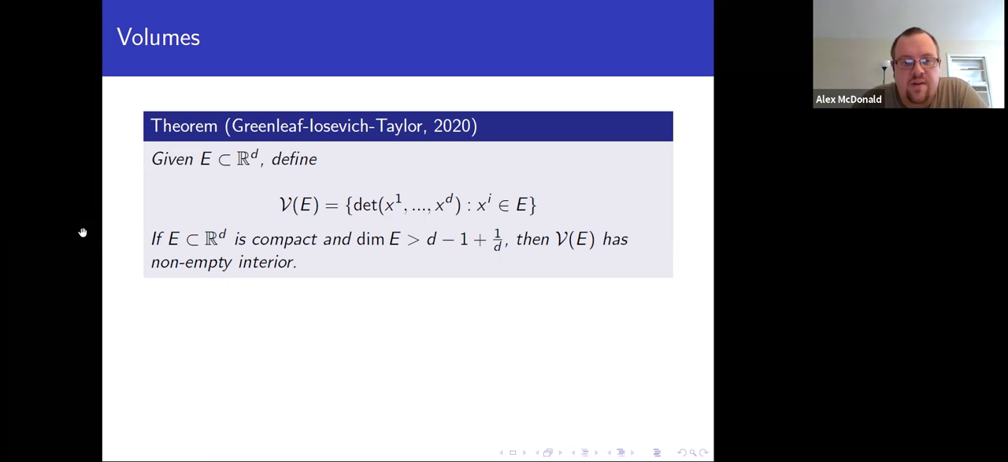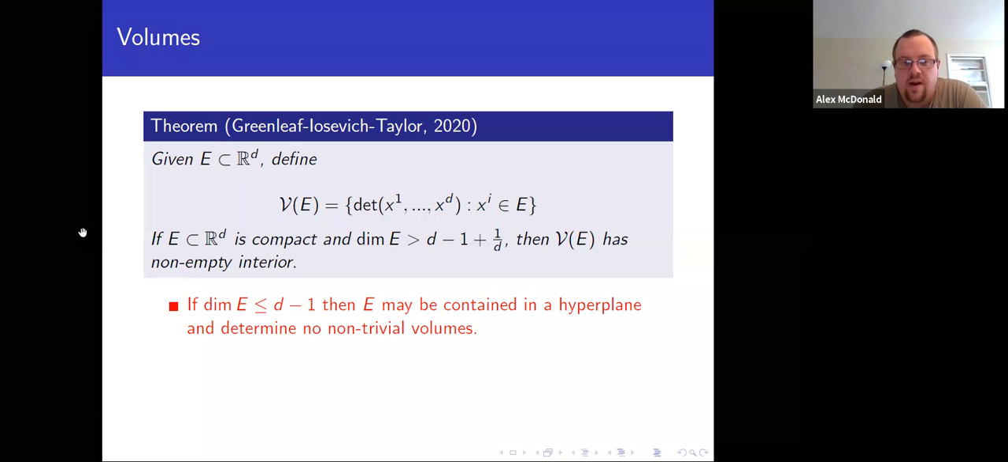So this is the theorem defining the volume set in this way. If E is compact and has dimension greater than D minus 1 plus 1 over D, the volume set has positive Lebesgue measure, and in fact has a non-empty interior.